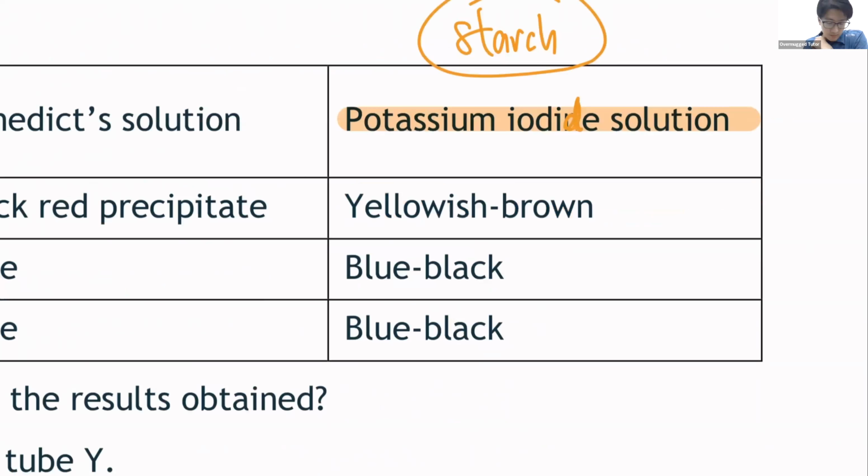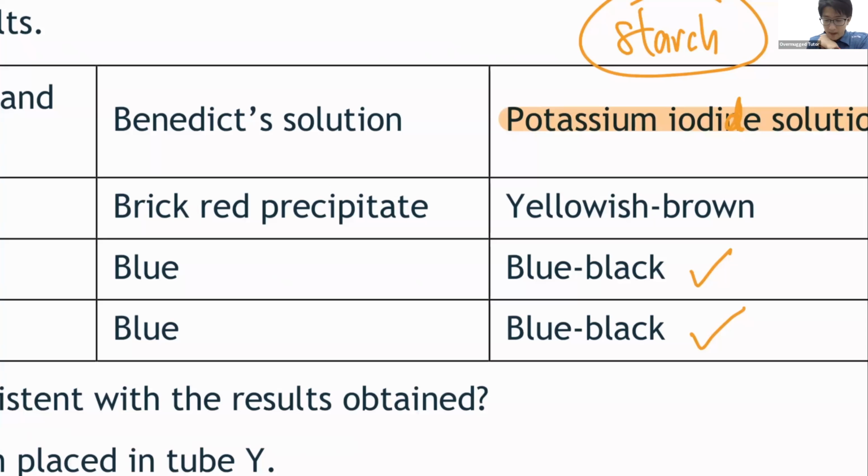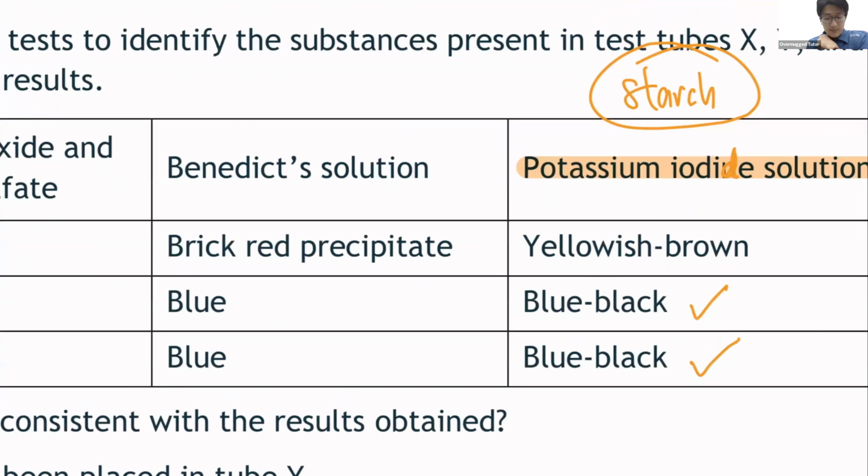Okay, this one is very simple. Blue-black is a positive test. Means got starch. Okay. Now, Umaira, help me out here, please. Benedict's solution is a test for.